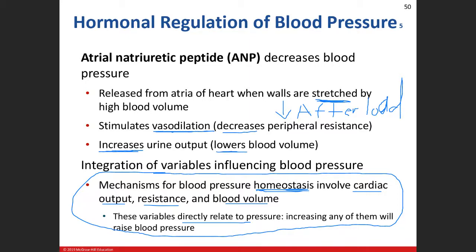Which is perfect because look, down here we already said, if we increase any of these things, we increase blood pressure. So therefore, if we decrease any of them, we decrease blood pressure. So that's what we see here with the atrial natriuretic peptide.